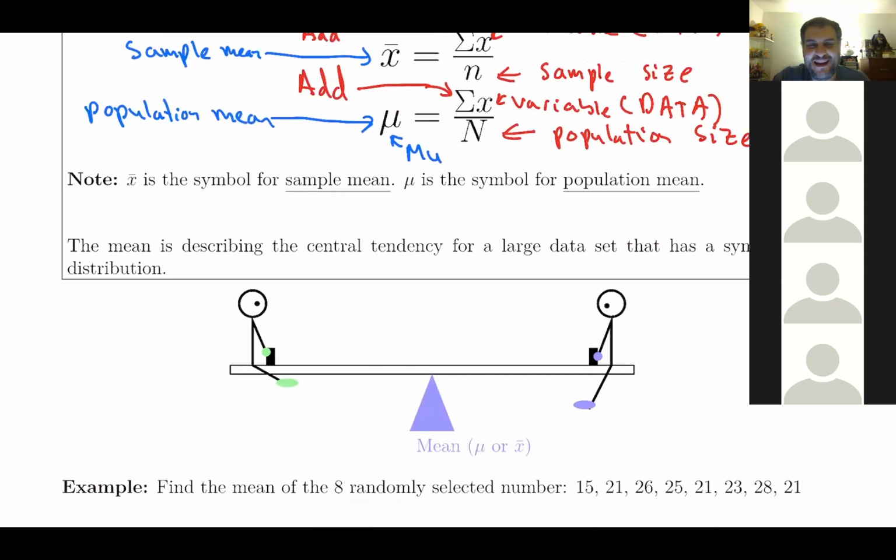So here goes an illustration. Yeah, the summation symbol, and then add up all the data. All right, so here goes my illustration. The mean is pretty much the balance point.